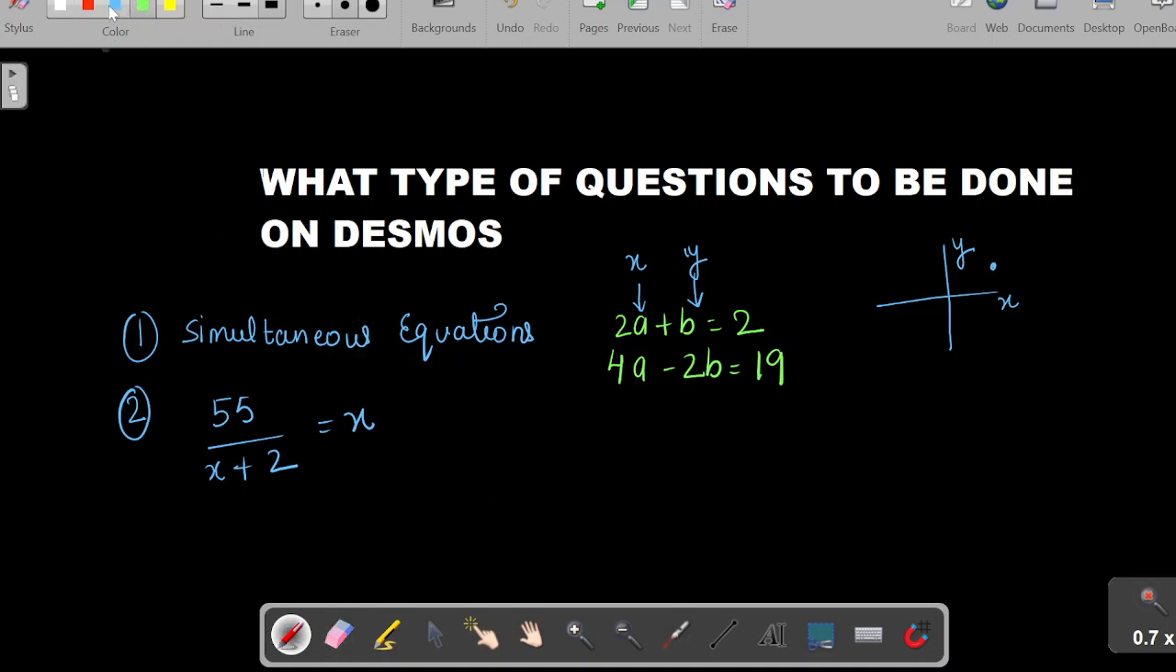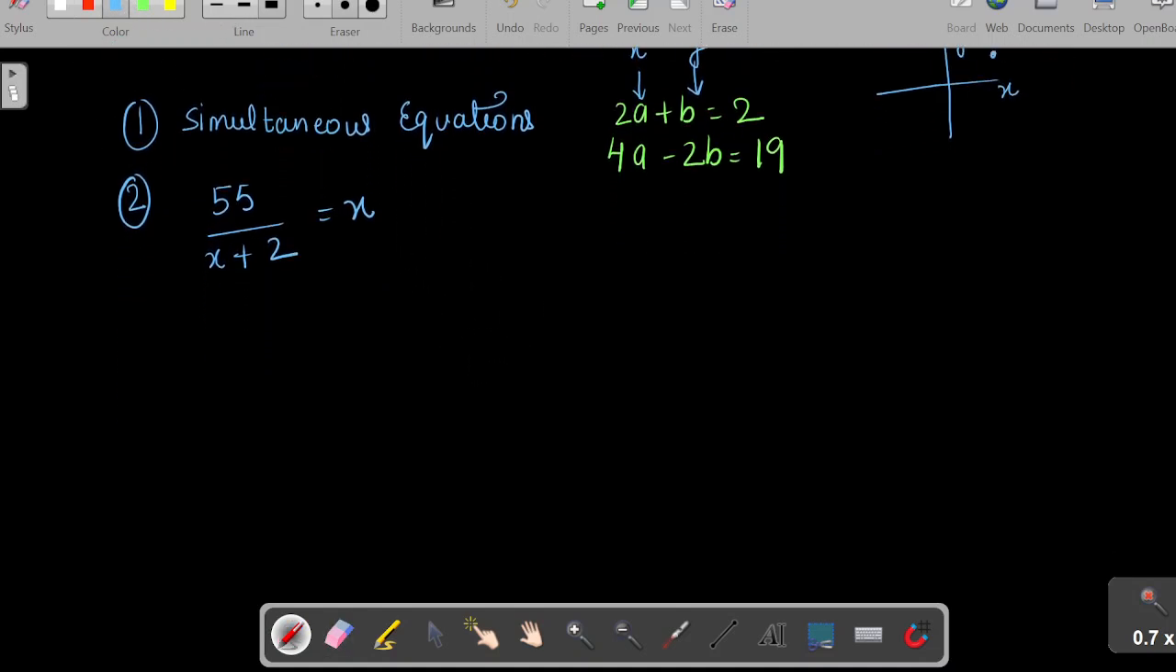Third is whenever an equation of a circle is given. Not the equation of a line, that we already did, but the equation of a circle. So we use Desmos for the circle equation as well, but not always. Remember this.